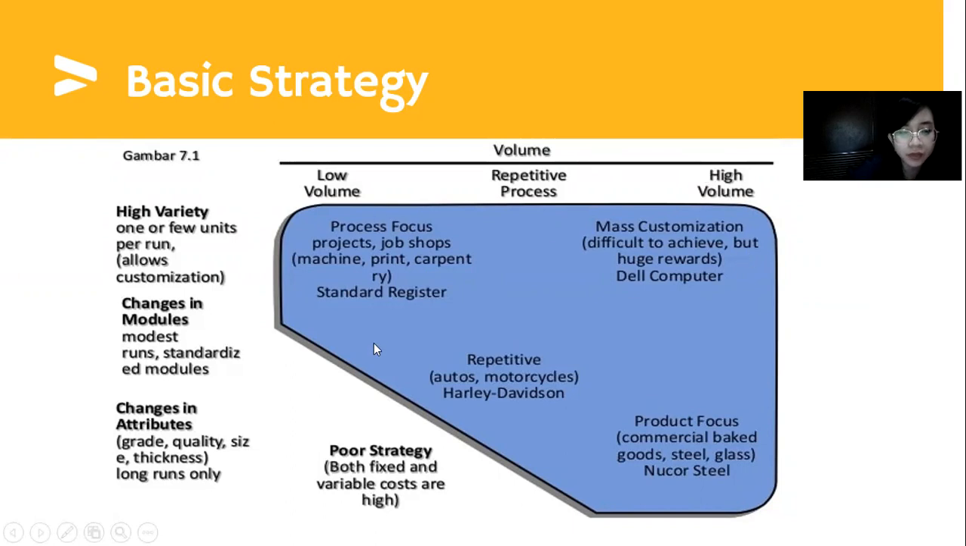Low volume, high variety is what characterizes the process focus. Medium volume, medium variety is used to describe the repetitive focus. For product focus, we think of high volume and low variety. The final strategy, mass customization, attempts to provide high volume and high variety. Notice that there is also a poor strategy. On this picture, it would be low volume and low variety.